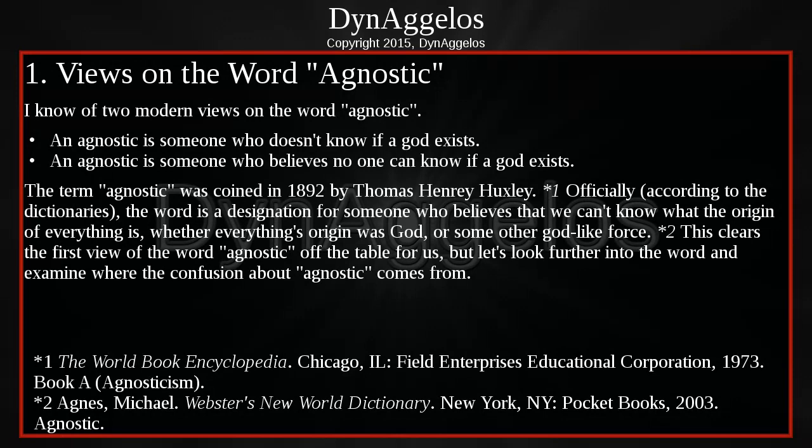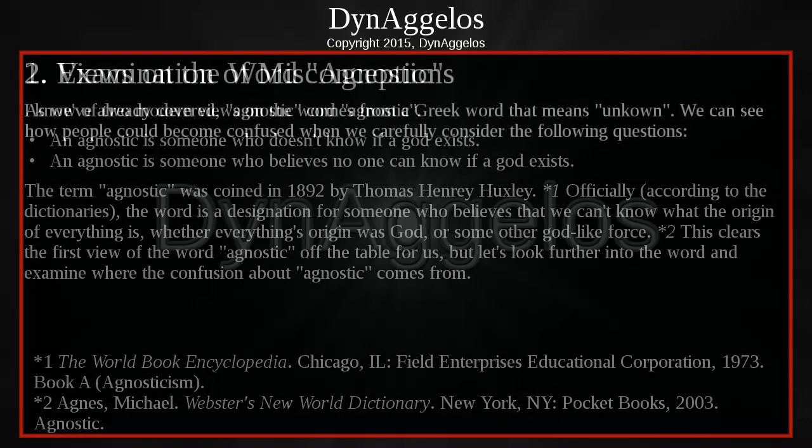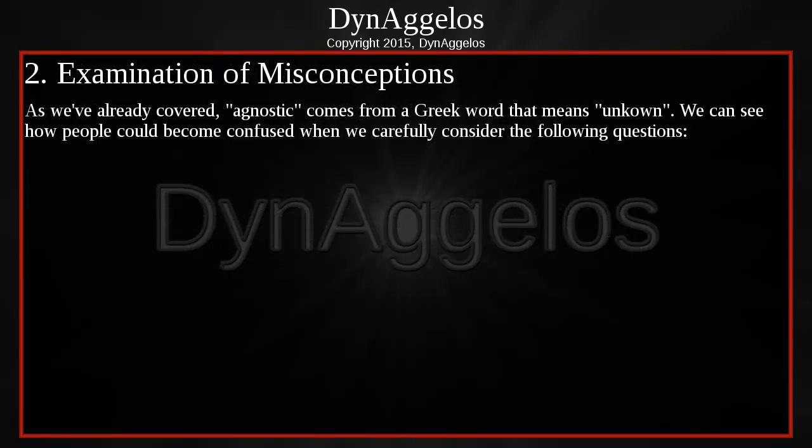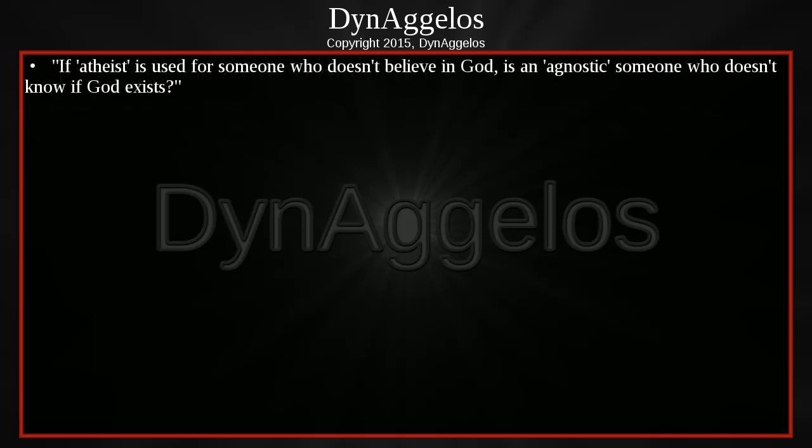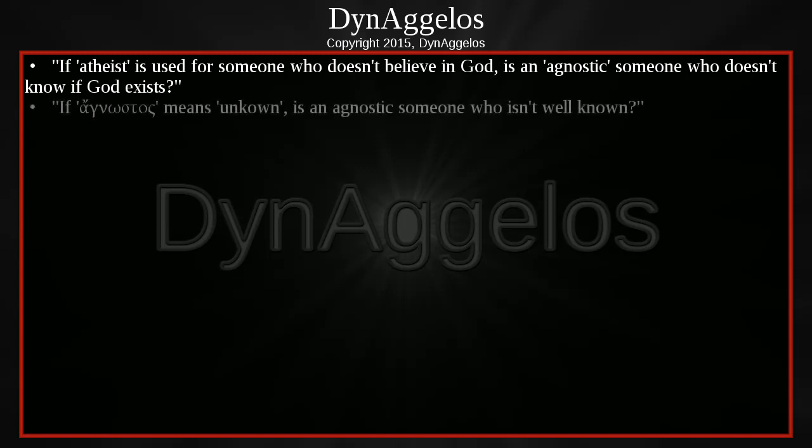But let's look further into the word and examine where the confusion about agnostic comes from. Examination of misconceptions. As we've already covered, agnostic comes from a Greek word that means unknown. We can see how people could become confused when we carefully consider the following questions. If atheist is used for someone who doesn't believe in God, is an agnostic someone who doesn't know if God exists? If agnostos means unknown, is an agnostic someone who isn't well known?